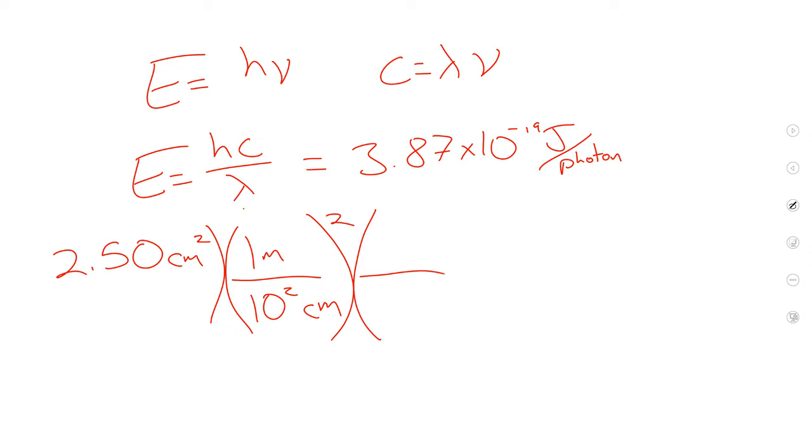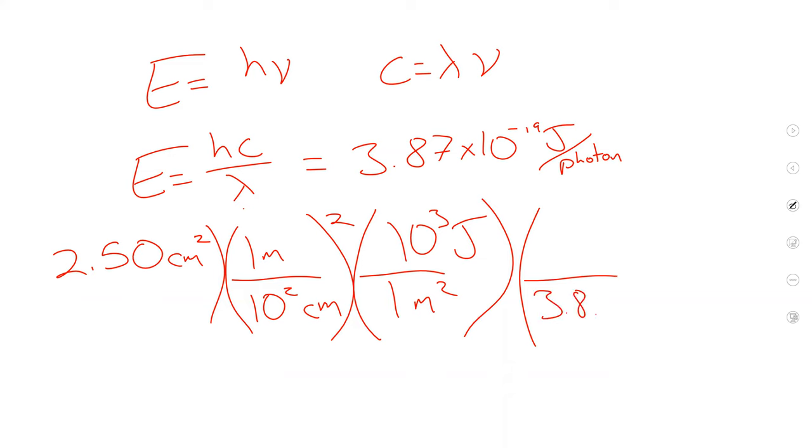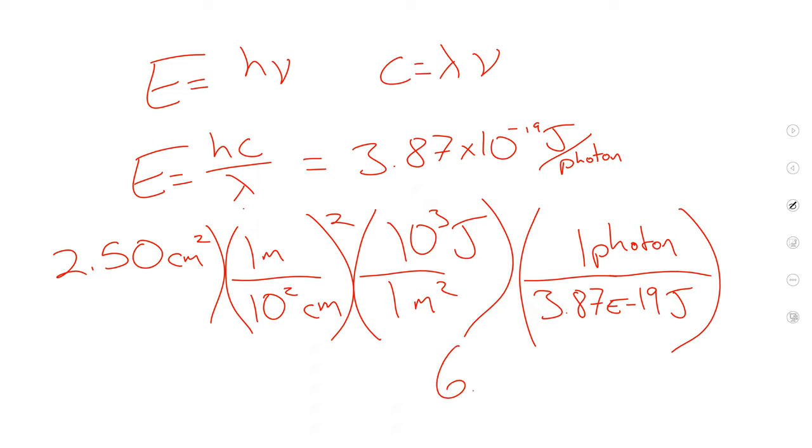You can break this up however you want. The math should be pretty similar. Once you have square meters, you can say, well, 1 square meter is 10 to the 3 joules. And then we can say this number, 3.87 times 10 to the minus 19 joules is 1 photon. Centimeters squared cancel out centimeters squared, meters squared cancel out meters squared, joules cancel out joules, and we're left in photons. And if you did all of that right, you got something like 6.46 times 10 to the 17 photons. Depending on where you rounded, your answer might have been slightly different.